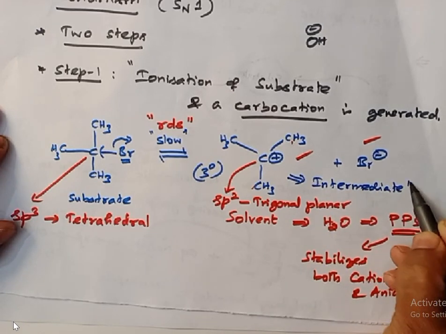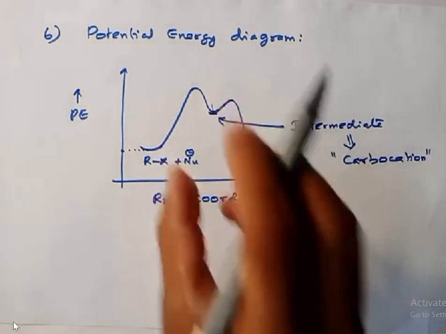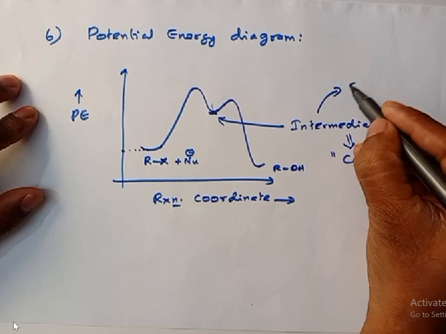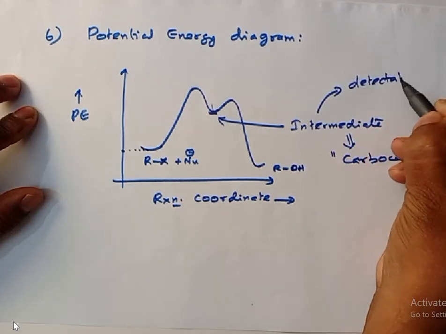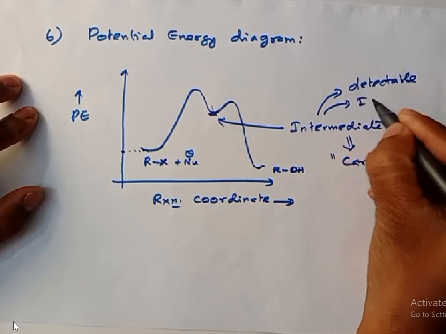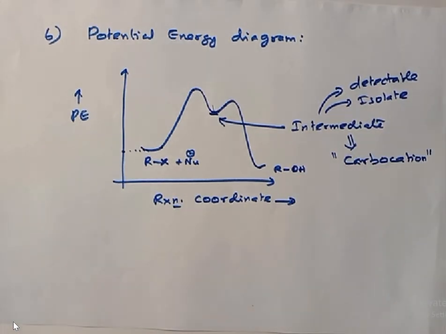What is an intermediate? An intermediate is a species which can be detected through experiment. You can isolate it also. What is meant by intermediate? An intermediate can be detectable. Using experiments you can detect it, and you can also isolate it. That's the meaning of intermediate. An intermediate is a species that is formed during the reaction. Using experiments or some instrumental methods, you can detect the intermediate. You can also isolate the intermediate.